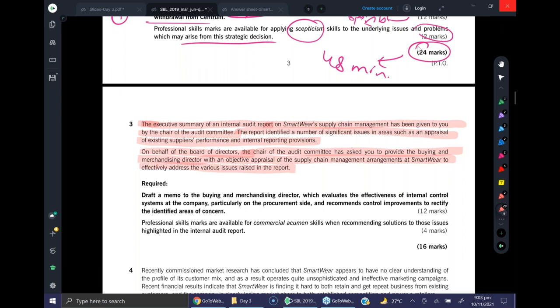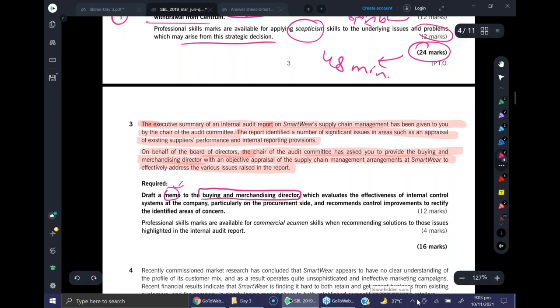So the specific requirement is to draft a memo. So that's my format, the same format which we discussed yesterday as well. So draft a memo to the buying and merchandising director. So he is your audience, which evaluates whether it is fine or not, which evaluates the effectiveness of internal control systems at the company. So that's my first task, to evaluate the effectiveness of the systems.